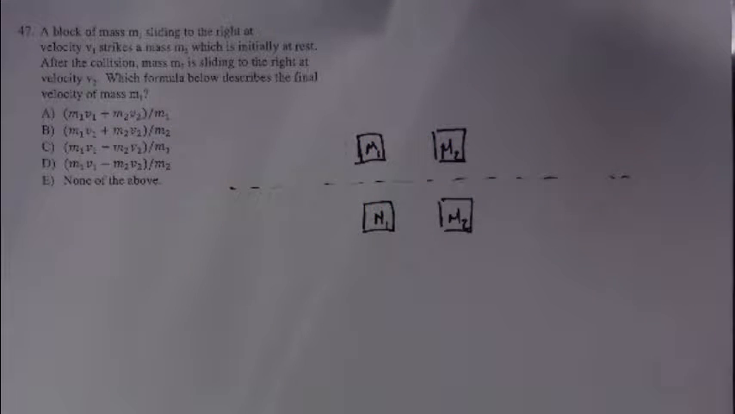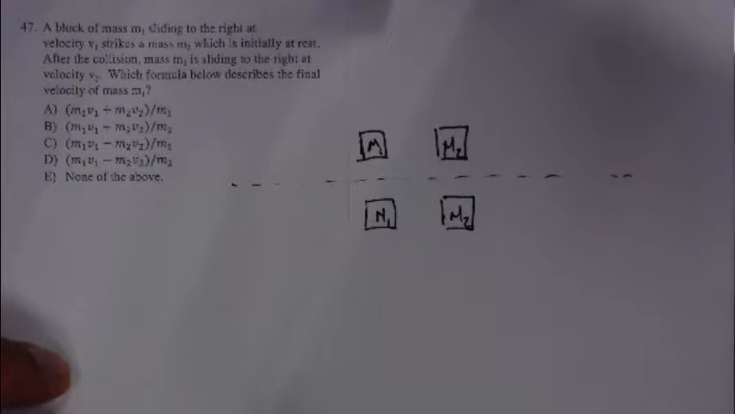I'm Paul Kennedy and today's problem is a momentum problem. A block of mass m1 sliding to the right at velocity v1 strikes a mass m2 which is initially at rest. After the collision, mass m2 is sliding to the right at velocity v2. Which formula below describes the final velocity of mass m1?